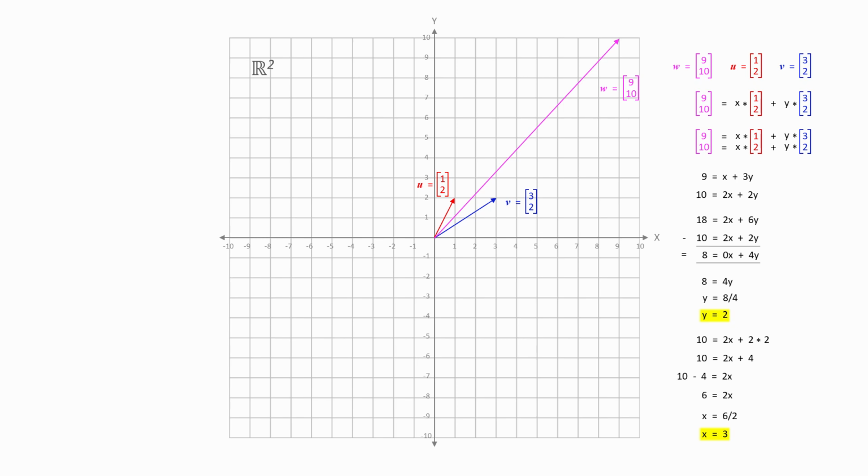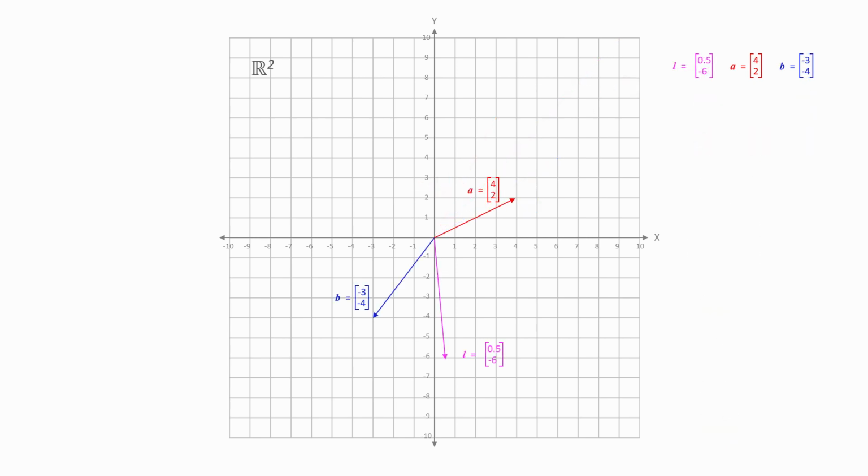We can check if these values are correct by calculating a linear combination of u and v with these coefficients. When we scale u by 3 and we scale v by 2, then add the resulting vectors together, we get w as expected.